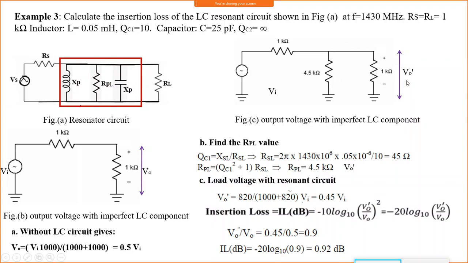Now we have to find out the voltage. So we have a resonator here. Resonator means this 4.5 kilo ohm is representing a resonator circuit, because it is the resistance of this resonator. We kept it here at the resonant frequency because actually this reactance cancels. Remaining is only RPL, so we kept here 4.5 kilo ohm.